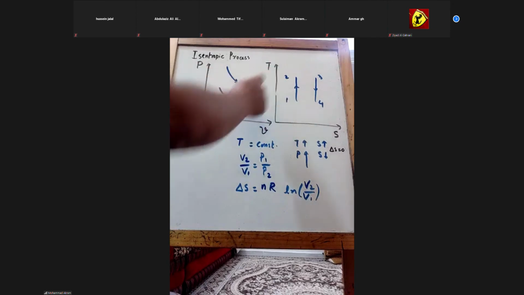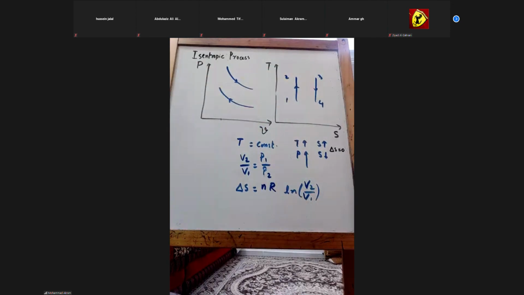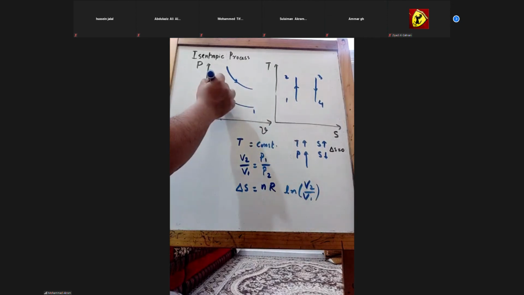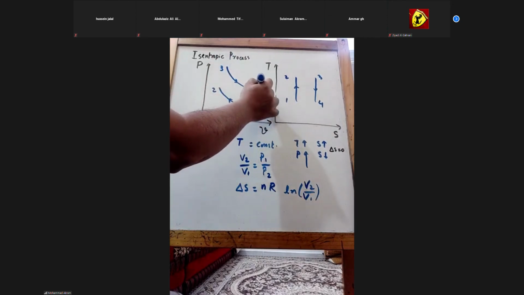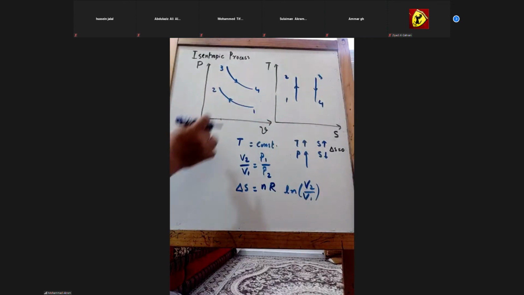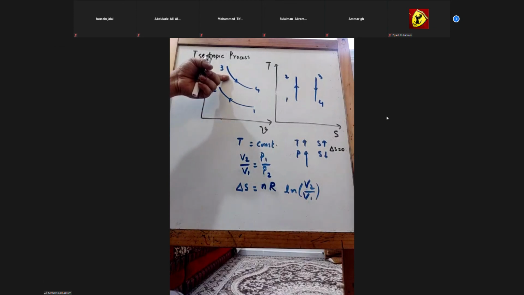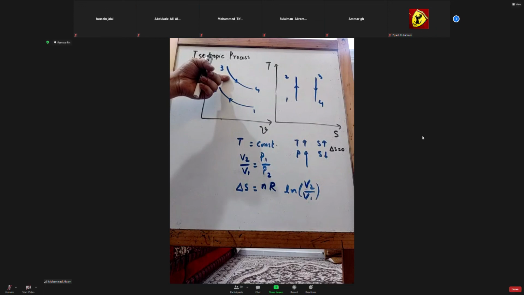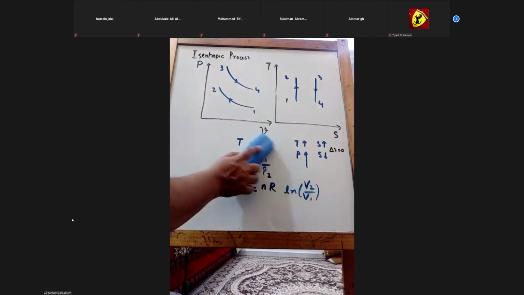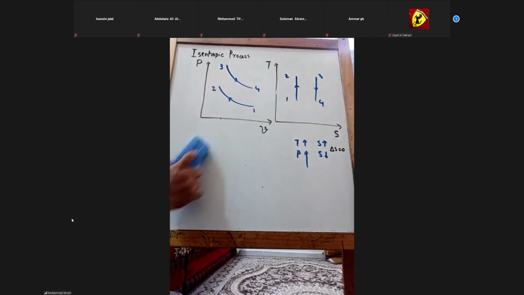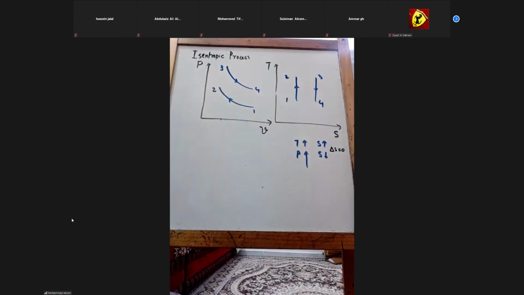So 1 to 2, which one is it? This one is compression, this one is expansion. What do you call 1 to 2? Isentropic compression process. What is 3 to 4? Isentropic expansion. Are you getting this point? Isentropic compression and isentropic expansion.